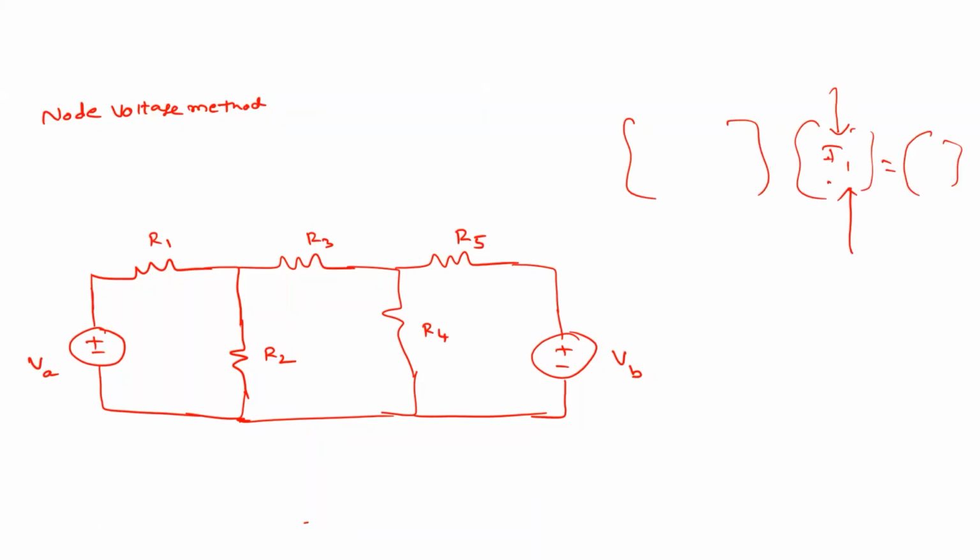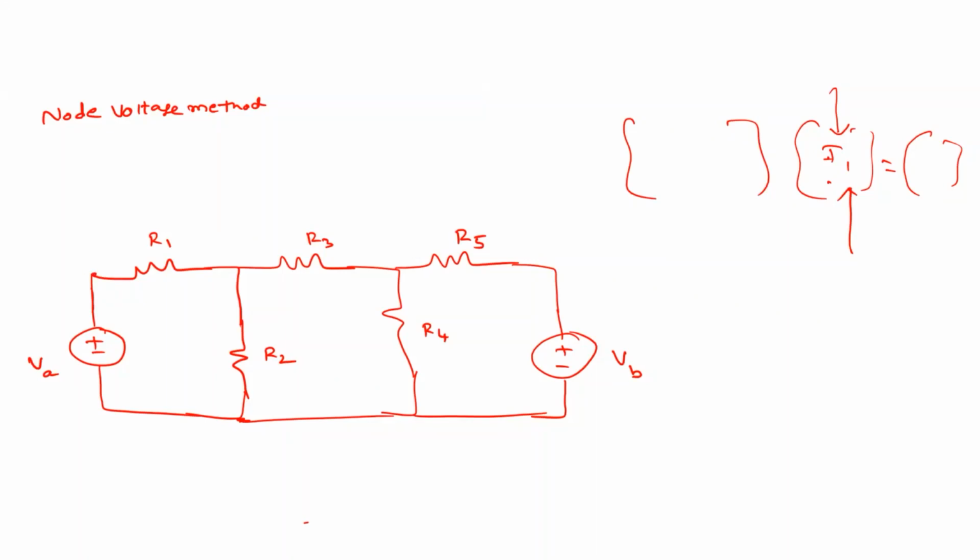In this method, the first thing we have to do is choose a reference node, to which all the node voltages can be referred. Before that, how many nodes are there? What is a node? A node is the point or junction where the current is splitting, right? So where exactly is the current splitting here?